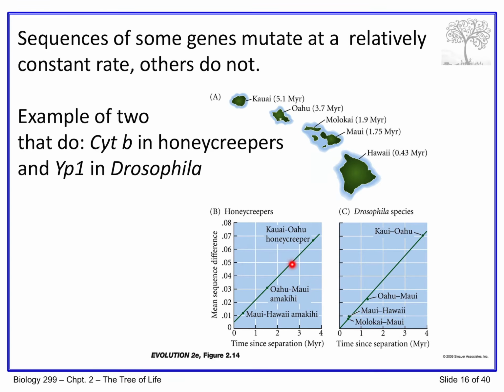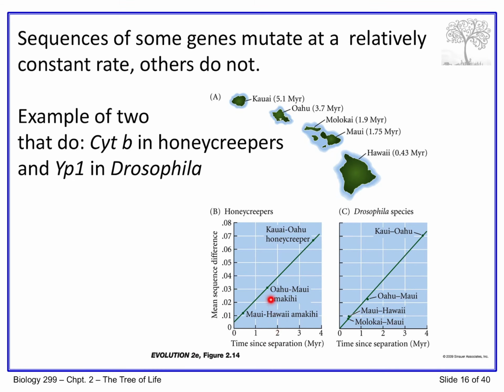Okay, cytochrome B in honeycreepers. So that's going to be here on the left, okay? Cytochrome B. So first of all, we know the time since the various Hawaiian islands have diverged from each other. We know how much time it took for Maui to move this far from Hawaii and so on down the line, all right? So if we look at Maui and Hawaii, we see that we have mean sequence divergence or difference of about 0.01% right there, okay?